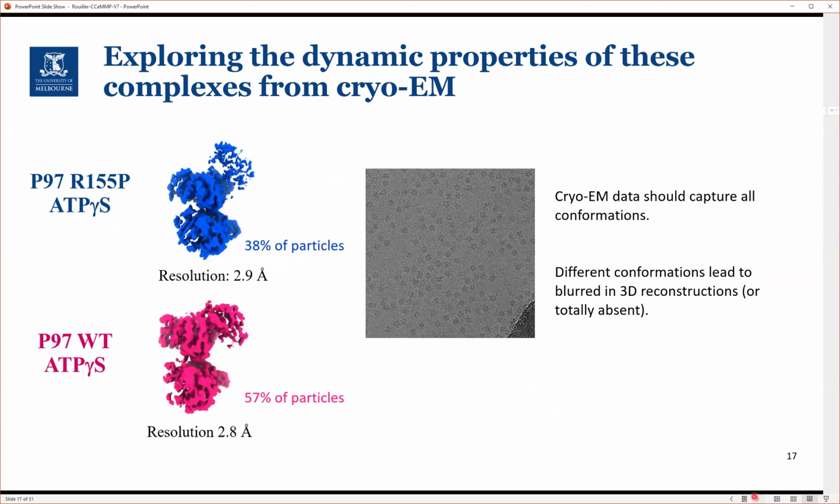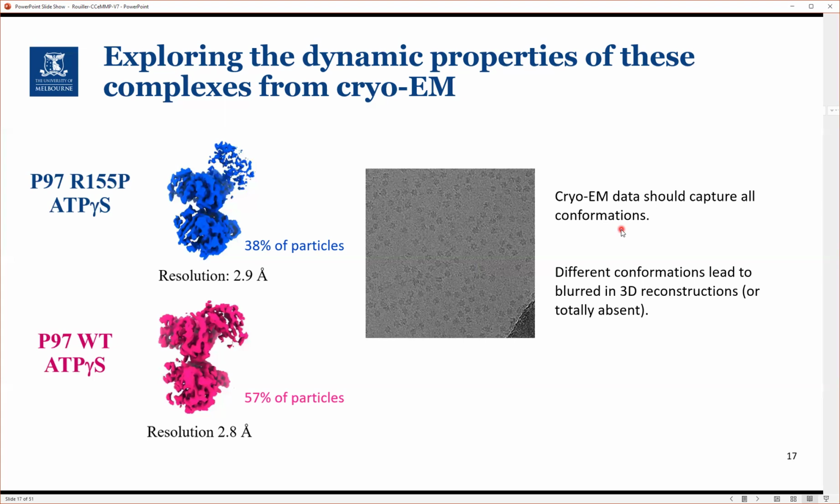But then, looking back at the data, you have to remember that these high-resolution structures were only obtained with 38% of the particles in one case or 57% of the particles in the other case. And this was quite bothersome because it obviously shows that we're not capturing the whole range of conformations adopted by the protein. And this is contradictory to what we know of cryo-EM.